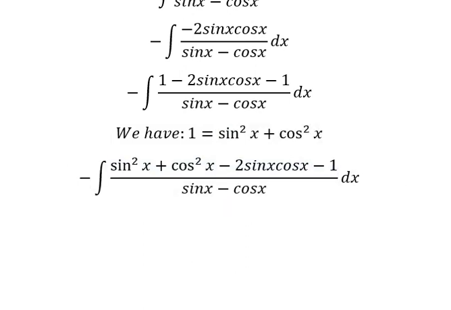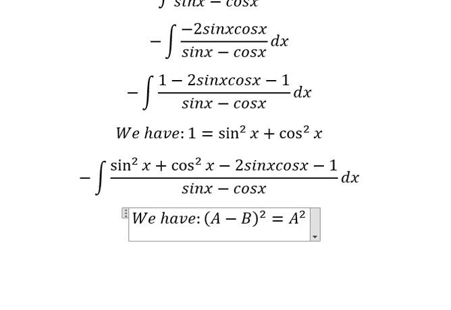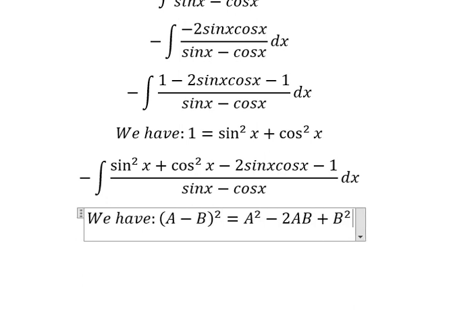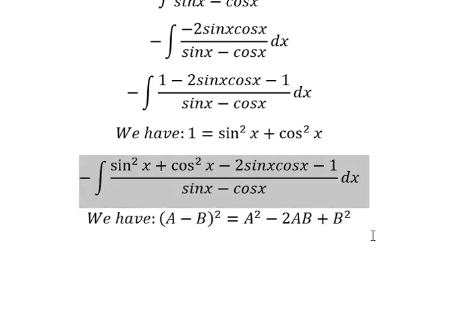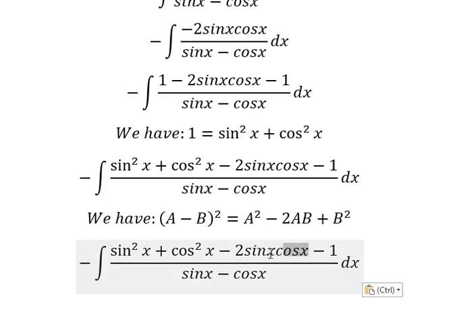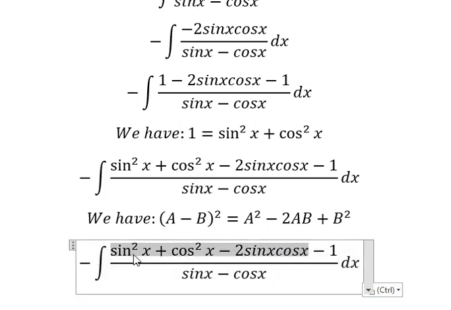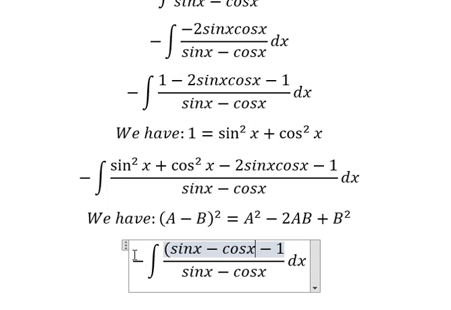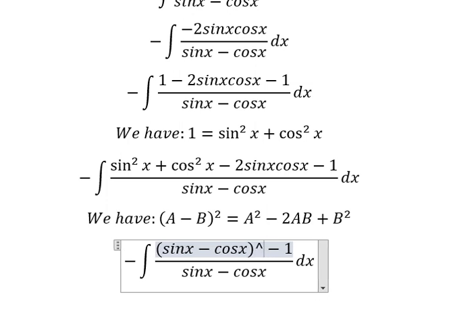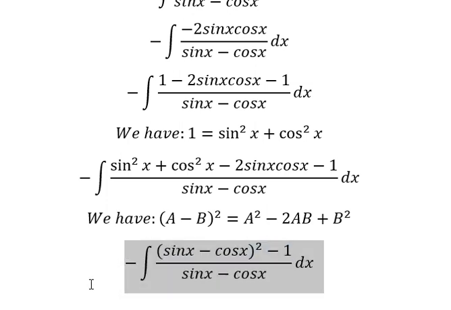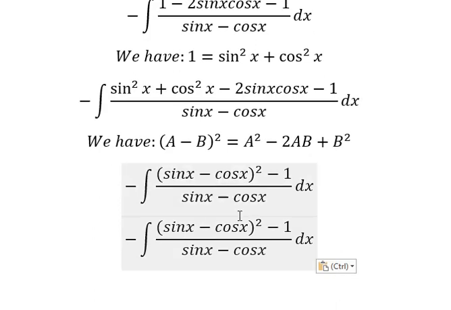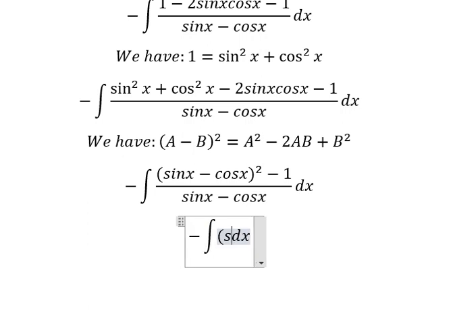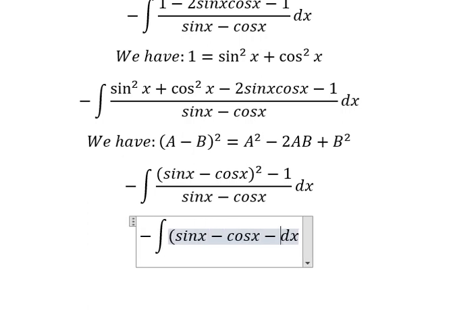Next, we have the second one. Next, this one that is about identities. So we have (sin x minus cos x) to the power of 2, and this one divided by this one. So we have sin x minus cos x.